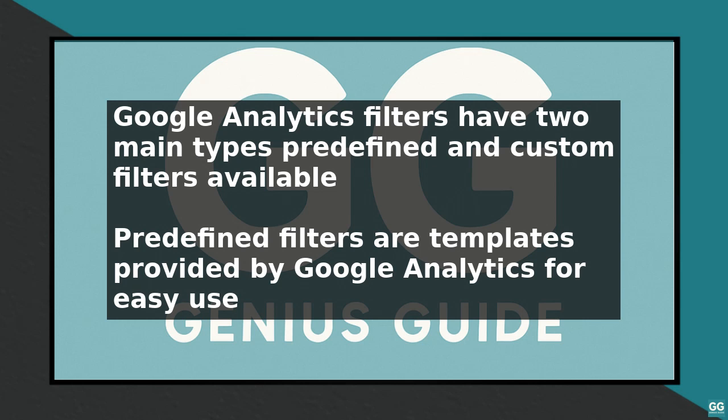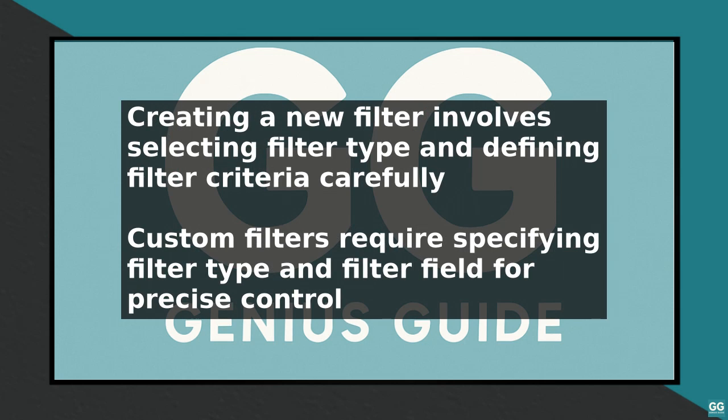To create a new filter, click on the Add Filter button and select the type of filter you want to apply. For example, if you want to exclude traffic from your own company, you can select the predefined filter Exclude Traffic from the IP address. If you want to create a custom filter, select the Custom Filter option and define the filter criteria.